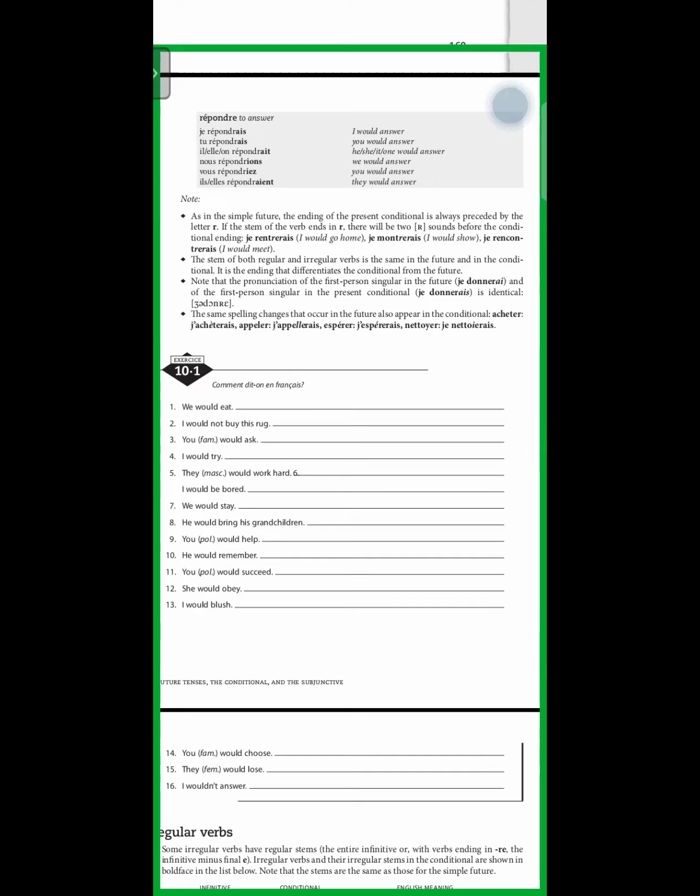What about I would try? That's reflexive, I think. No, to try is not reflexive. I'm just trying to remember the verb. Essayer. J'essaie, j'essayerais.